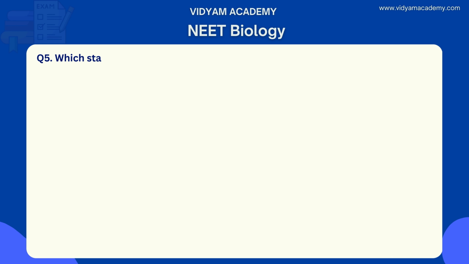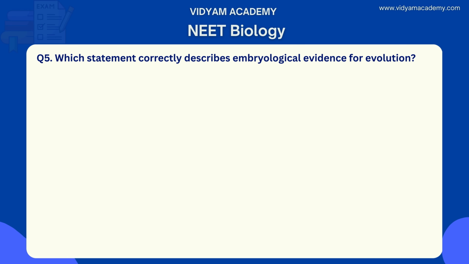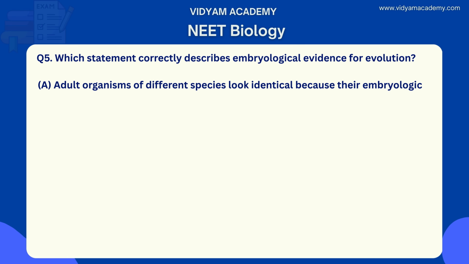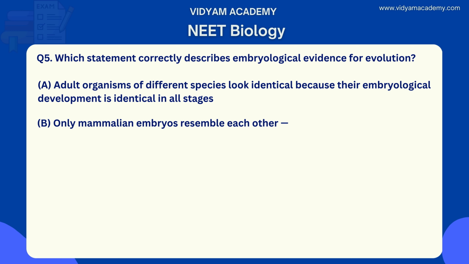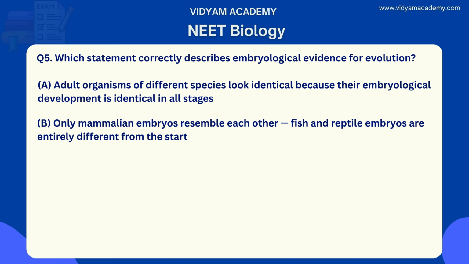Next, question number 5. Which statement correctly describes embryological evidence for evolution? Option A. Adult organisms of different species look identical because their embryological development is identical in all stages. Option B. Only mammalian embryos resemble each other. Fish and reptile embryos are entirely different from the start.